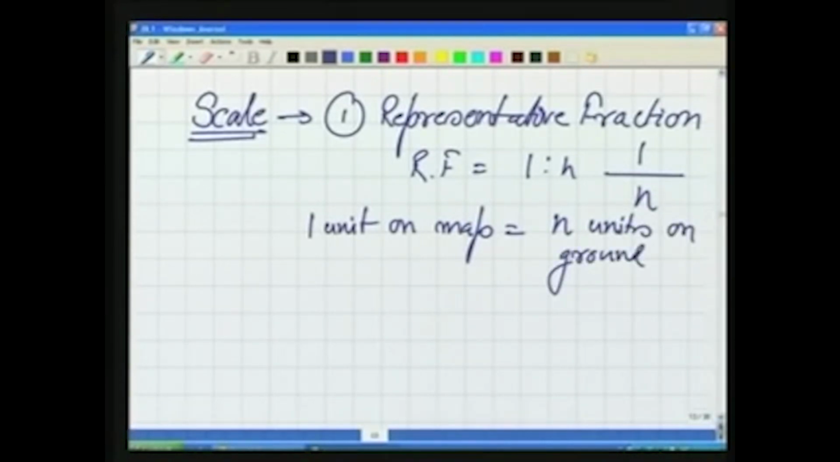Well, let's explain it. If our map scale is 1:1000, the meaning is 1 centimeter on the map is equal to 1000 centimeters on the ground. So a distance which is 1000 centimeters there on the ground, we are representing here in our map by 1 centimeter. So this is how we represent the scale.